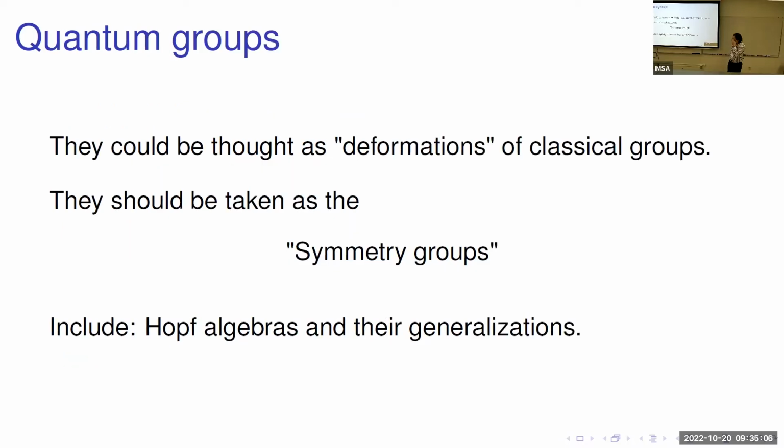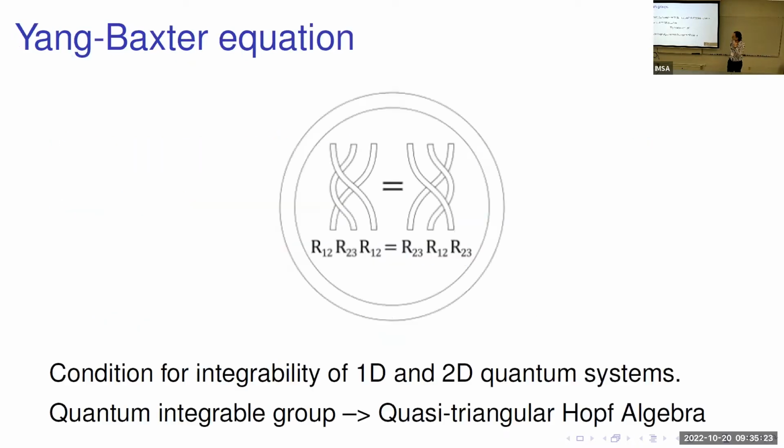So the idea is that our objects here are going to be the symmetries. Our quantum groups will be the appropriate symmetry groups, and of course you could start with Hopf algebras and their generalizations. Importantly, here we need to take into account the Yang-Baxter equation.